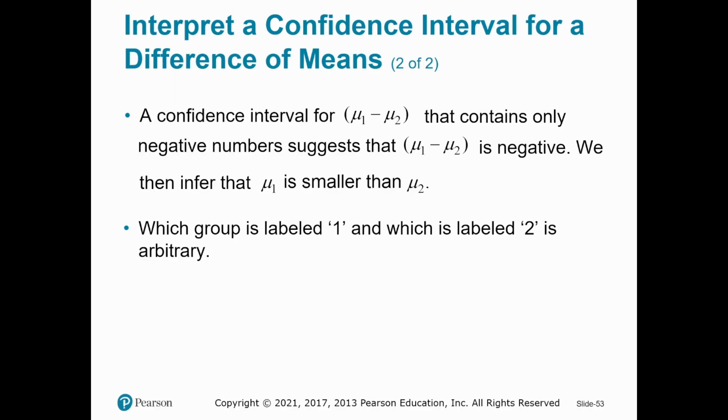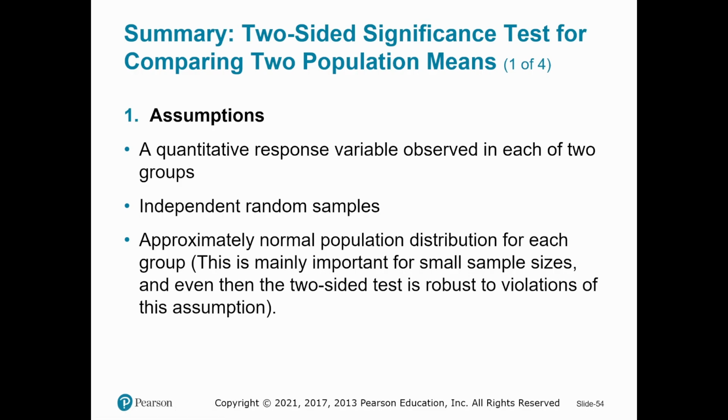A confidence interval for mu sub 1 minus mu sub 2 that contains only negative numbers, in other words, both bounds are less than zero. We then infer that the first group's population mean is smaller than the second group's population mean. Okay. Summary.